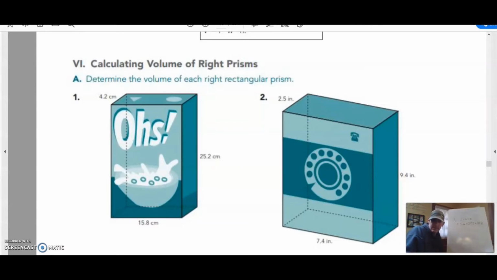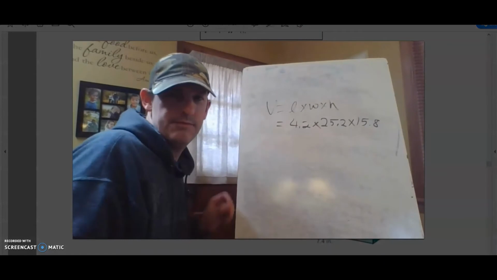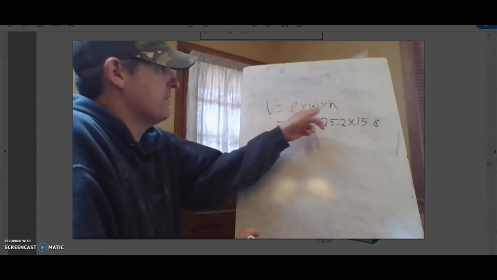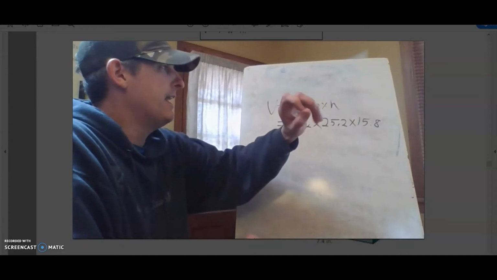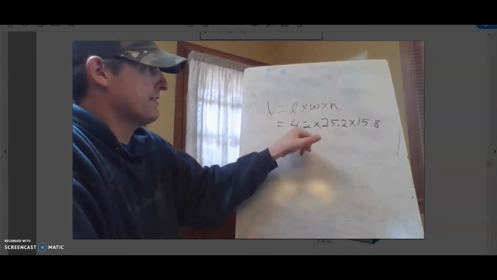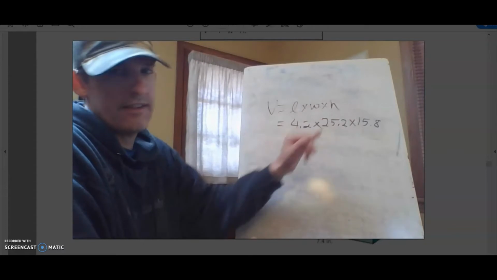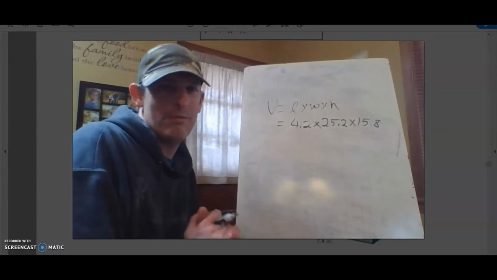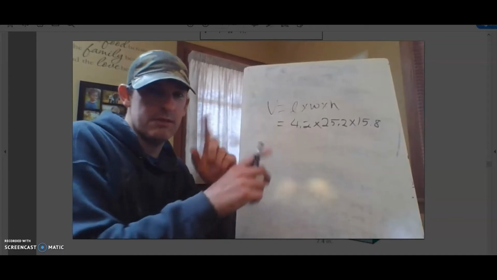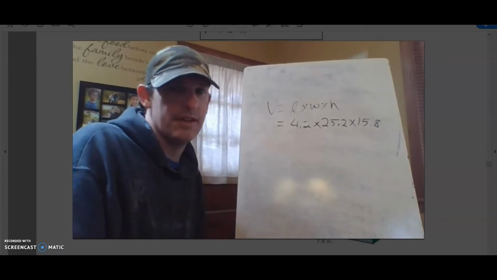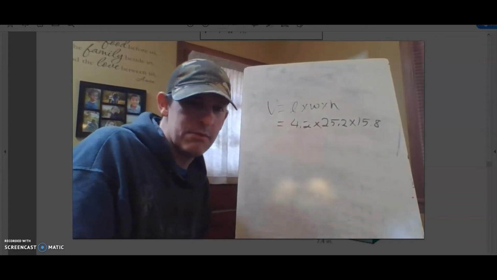I'm sure I'm doing a lot more talking as I write that. Okay, so I zoomed in so you can see here, 4.2 times 25.2 times 15.8. And that's the length, the width, and the height. And I think I said something to the effect that you do not need to worry about the order, because when you multiply them all together, it's going to be the same regardless of what you multiply first. You can flip-flop them at all. It's all the same.